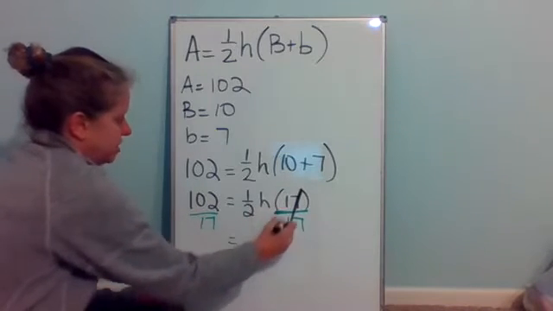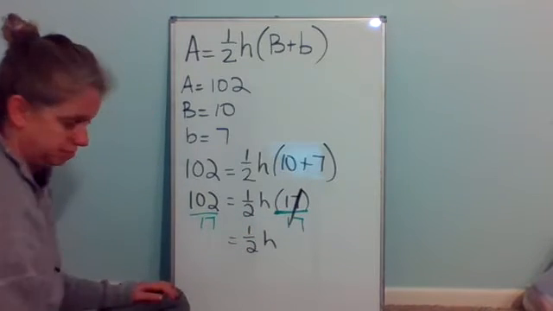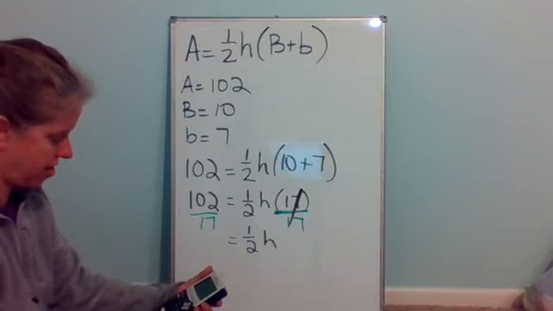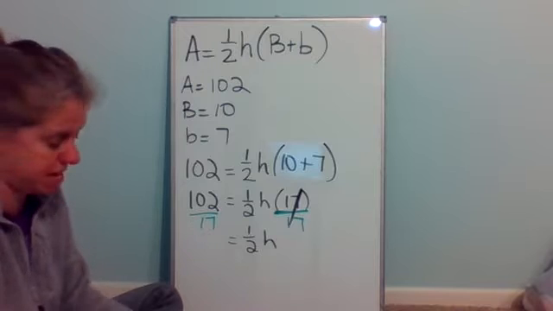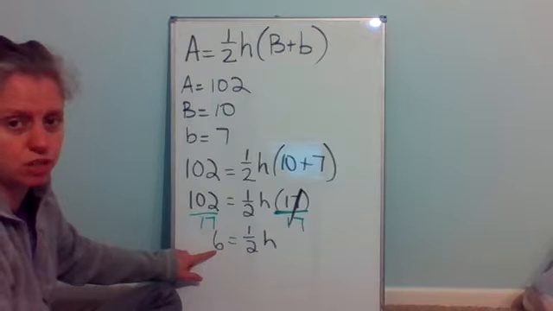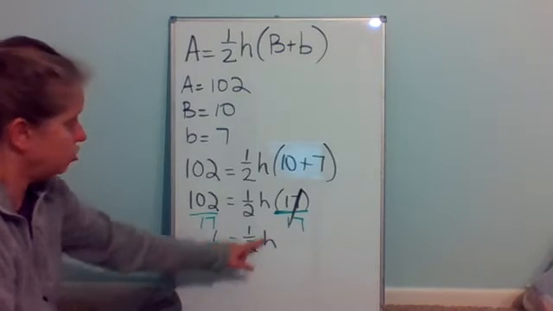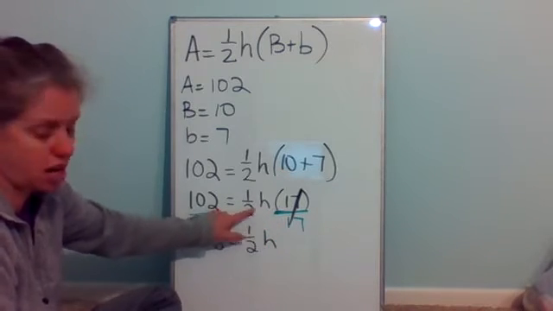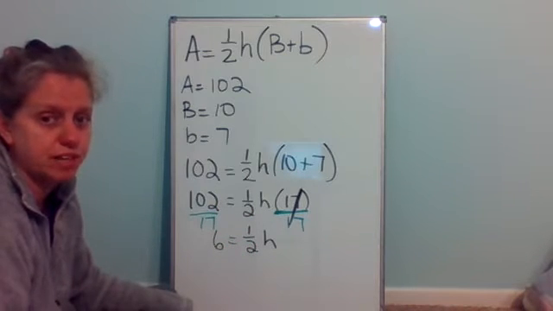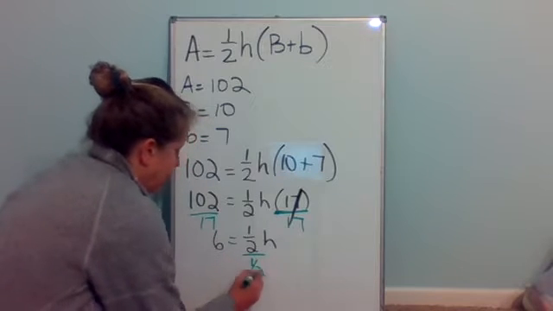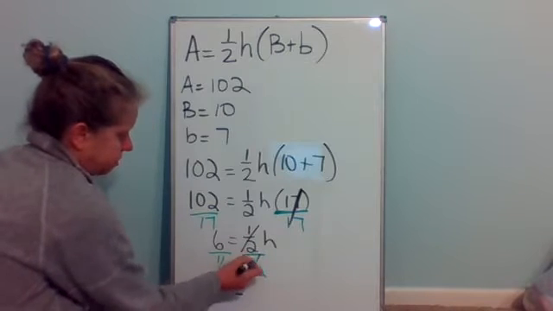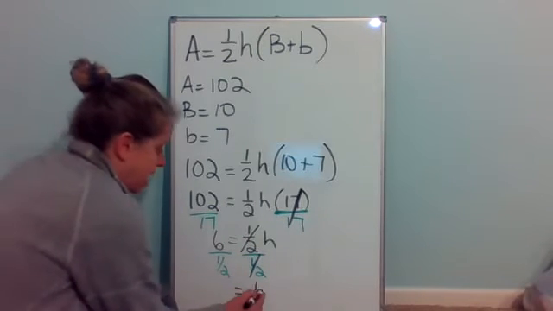Now I've got rid of the 17, so I just have 1/2 h. On the left, in my calculator, I'll do 102 divided by 17, which gave me 6. So now I have 1/2 h equals 6. So just like I got rid of the 17, since it was hooked on, I'm going to get rid of the 1/2 the same way. Since it's hooked on, I'm going to divide by 1/2, both sides. Now here's where we have to be careful. The 1/2s cancel, so there's my h by itself.